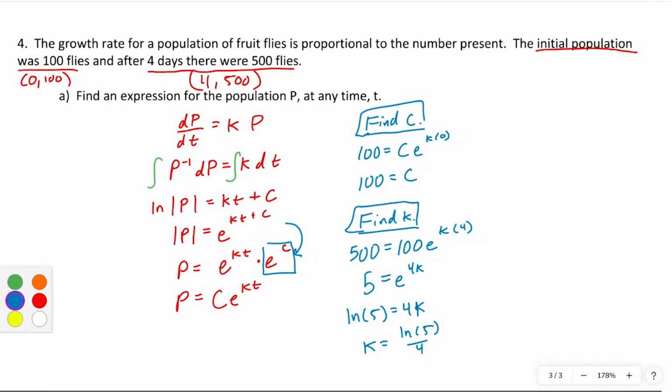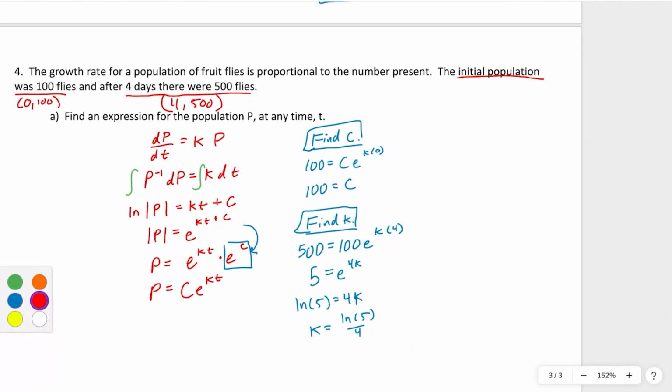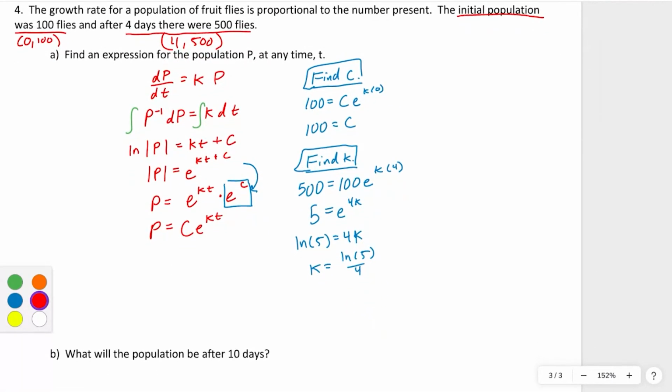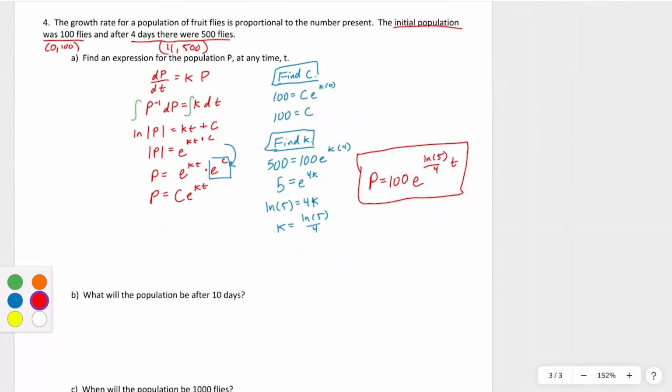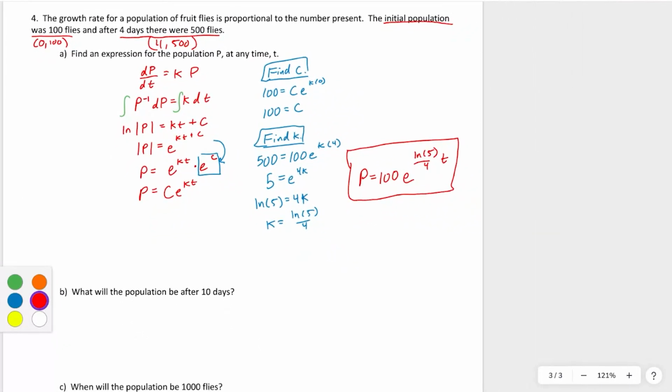All right, so let's write our equation. P equals 100 times e to the natural log of 5 over 4 t. We'll use a calculator for these next couple problems, but we can use that to find the population after 10 days. And, when will the population be 1,000?